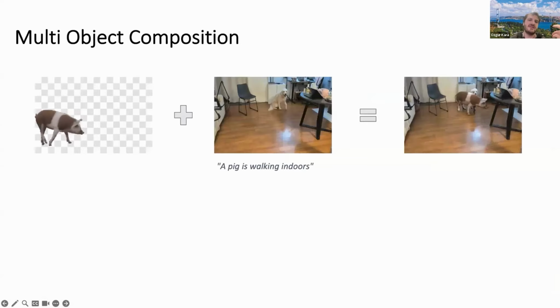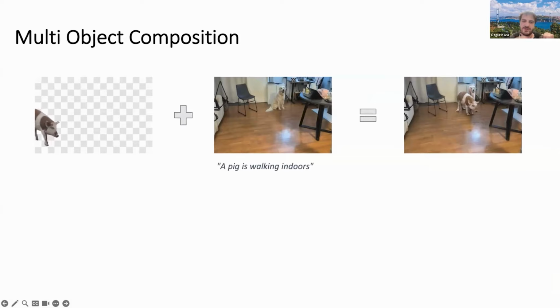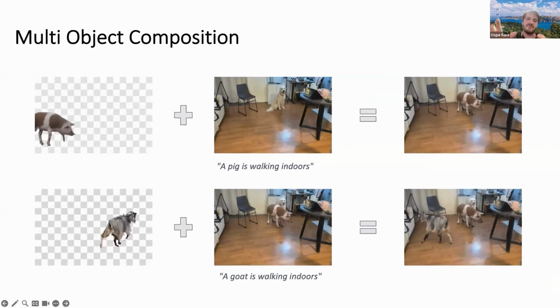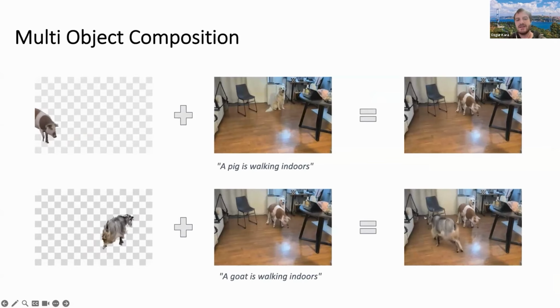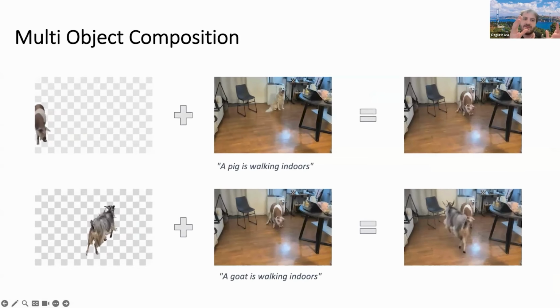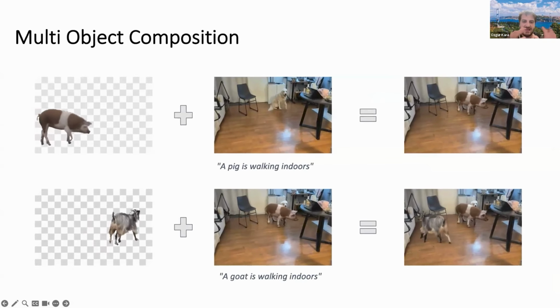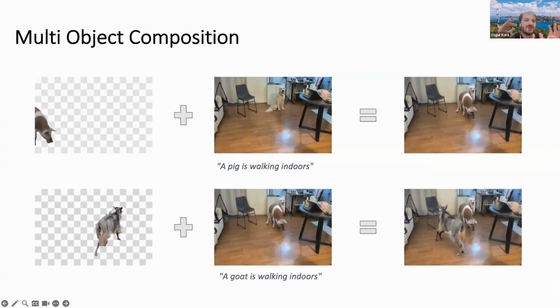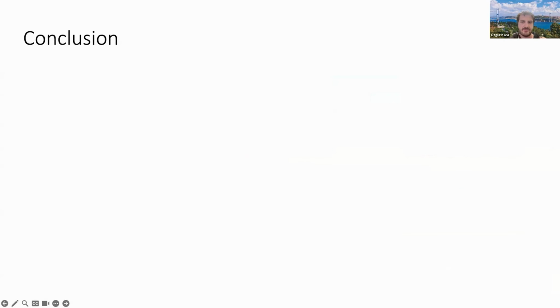Finally, we also did experiments with multi-object composition. What we did was we first put a pig into a background, and then we put another object into the same background that was obtained from the previous generation. And you can see it manages the depth and the relative positioning of both animals simultaneously.